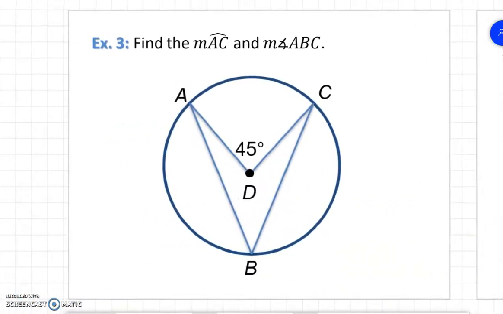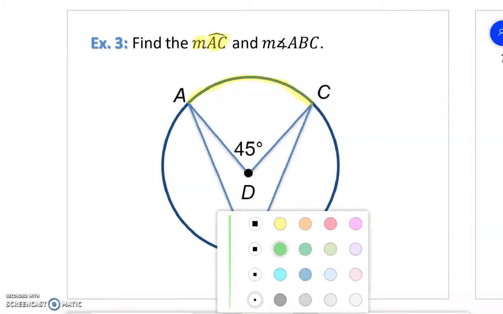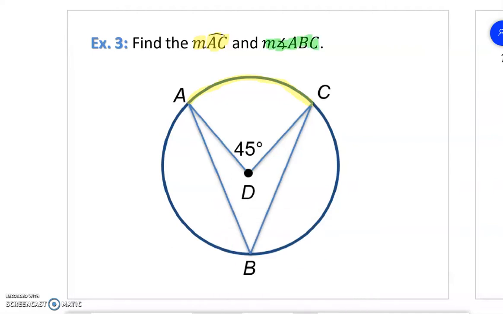Example 3, again, needs to go in your notes. Notice how in example 3, it's saying find the measurement of arc AC. So this is arc AC right here. And it also wants us to find the measurement of angle ABC. So ABC is this angle right down here, right? So we can do that using the central angle that's given to us.